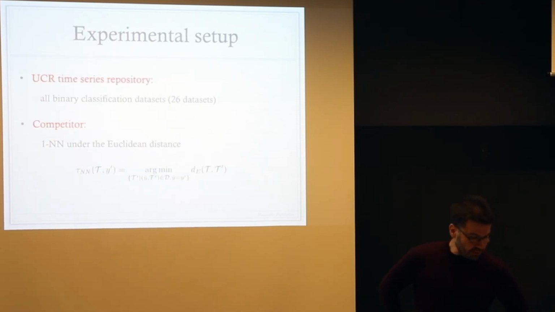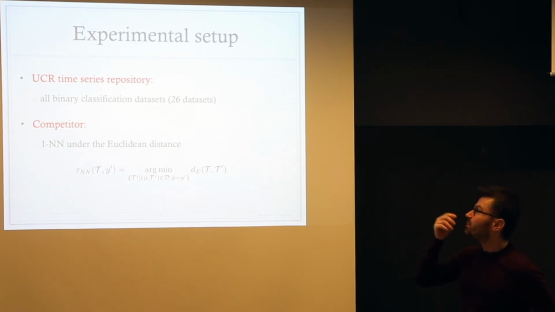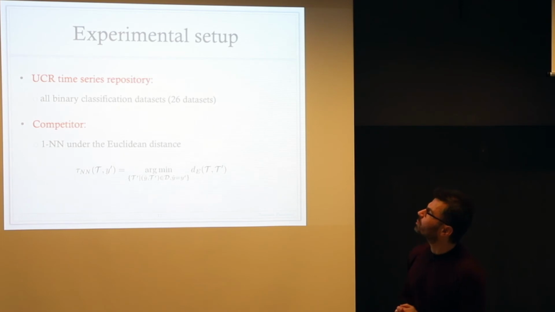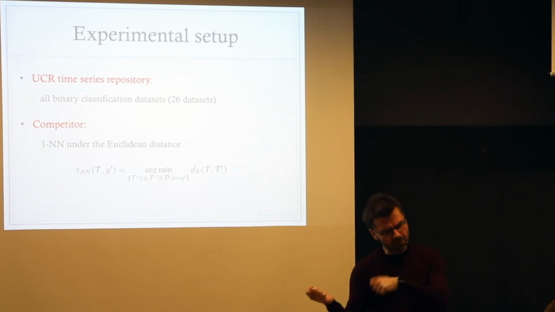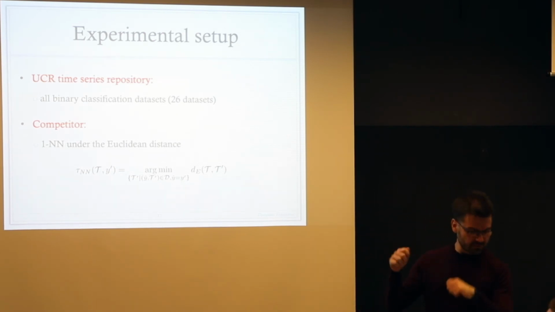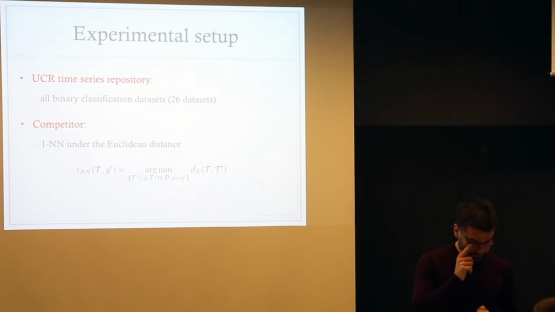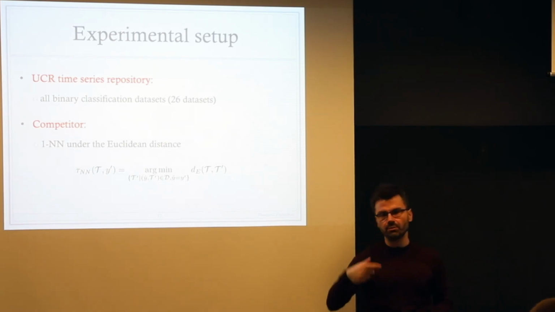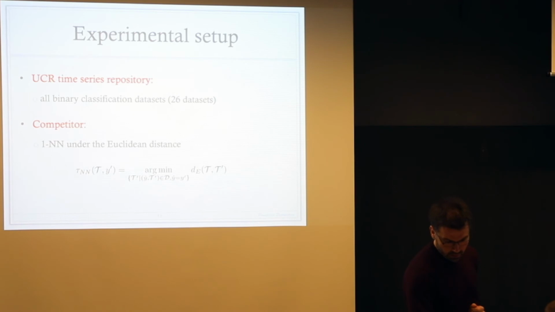All right, so the experimental setup. We tried quite a few experiments here, but I'll give you a flavor. The UCR time series repository consists of 85 different data sets. We focused on binary for simplicity, but now in the extension of the paper, we have all of them. One very naive competitor is the 1NN classifier. We just look at the first nearest neighbor with the opposite class.